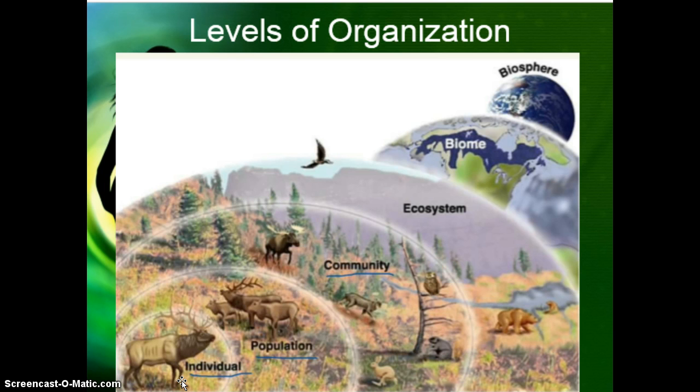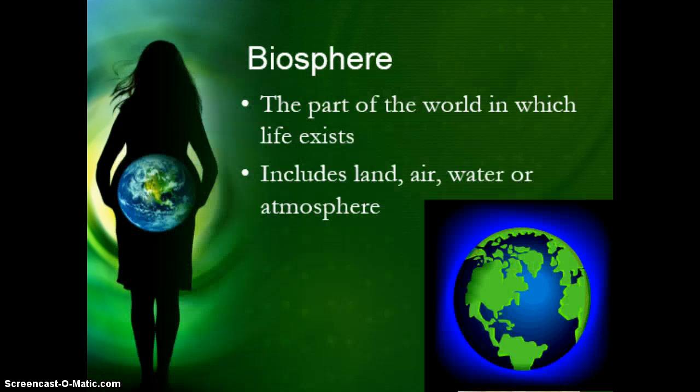It's important to remember too that we could go smaller than this if we wanted to, smaller than the individual. We could go down to a level of organ systems, then organs, tissues, cells, even organelles inside the cells, molecules, atoms, even subatomic particles. So just remember that's all part of the bigger picture, but we are going to generally focus on this individual to ecosystem level in this class.